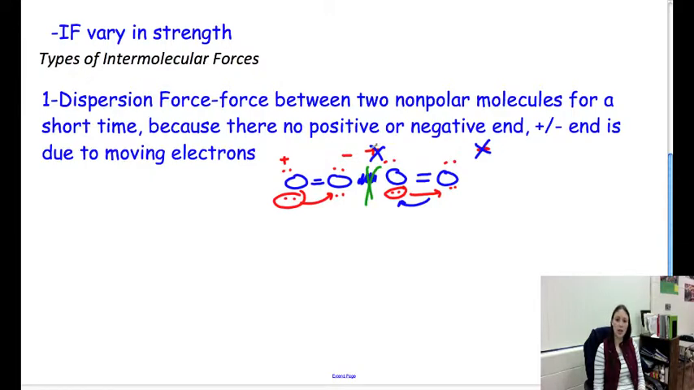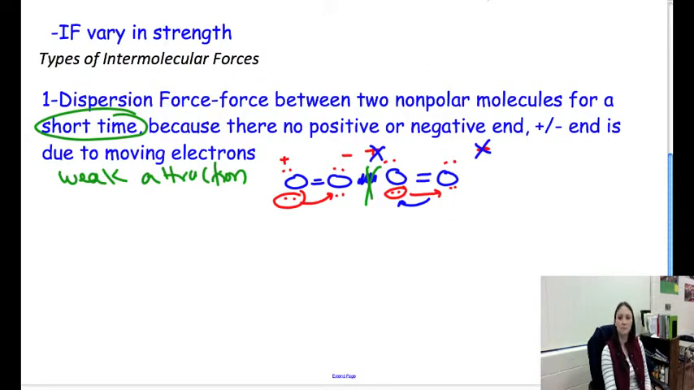Since there's no set positive or negative end, the positive and negative ends are only due to these electrons moving around. These are very short and very weak attractions. These are the weakest of the 3 that we're going to look at. All right, let's look at the next one.